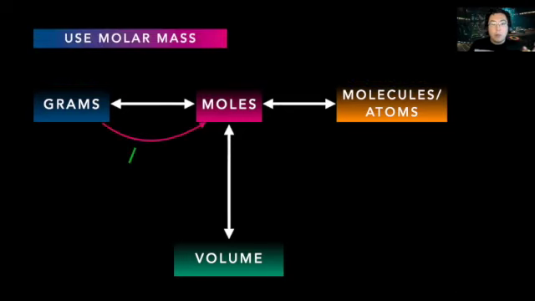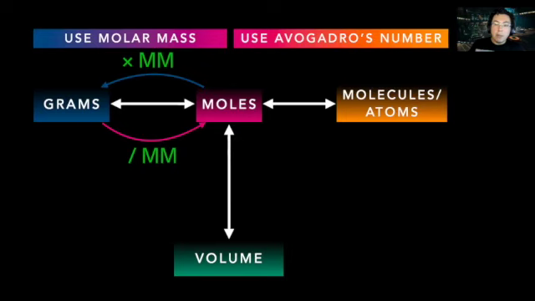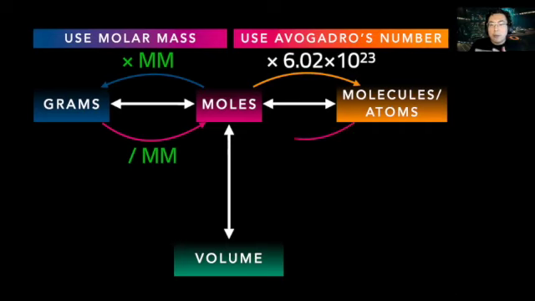Remember, when going from grams to moles, we divide by the molar mass, and the other way around, we multiply. Regarding molecules, atoms, or particles, all of this means the same. We multiply the moles times Avogadro's number, or we divide by Avogadro's number when going from molecules, atoms, or particles to moles.